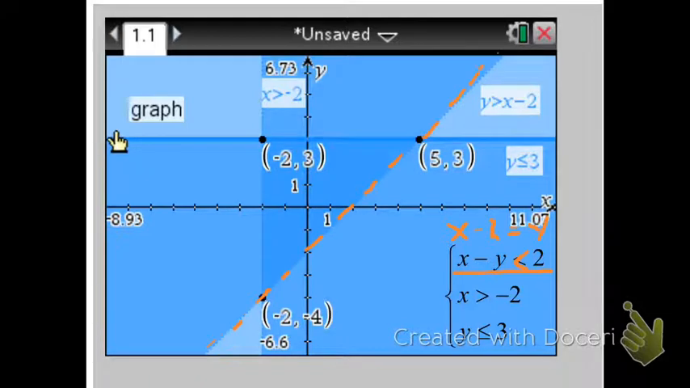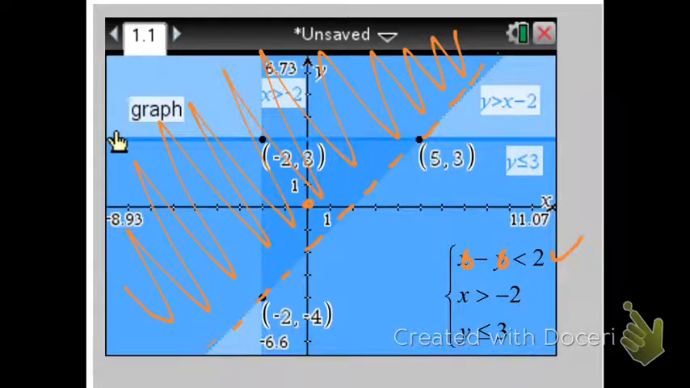And then I would test a point. Now when you test the point, you could test it in the original. So we'll plug in something like 0, 0, and 0 minus 0 is less than 2, so it works. So we would shade everything in this part of the graph, where the 0, 0 is on that side of the line. Okay, and then we do the same thing for the other lines.